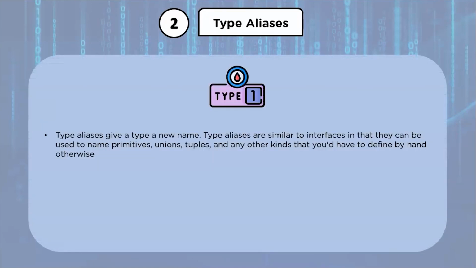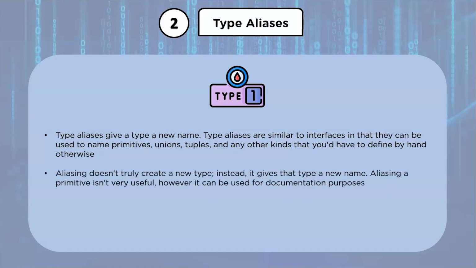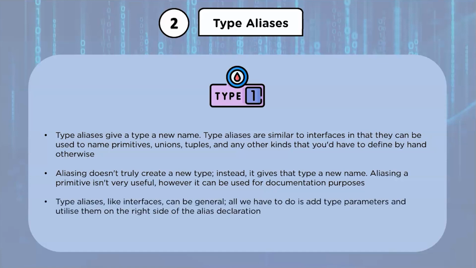Type aliases. Type aliases give a type a new name. Type aliases are similar to interfaces in that they can be used to name primitives, unions, tuples, and any other kind that you would have to define by hand otherwise. Aliasing doesn't truly create a new type. Instead, it gives the type a new name. Aliasing a primitive isn't very useful. However, it can be used for documentation purposes. Type aliases, like interfaces, can be generic. All we have to do is add type parameters and utilize them on the right side of the alias declaration. This is the syntax for type aliases.